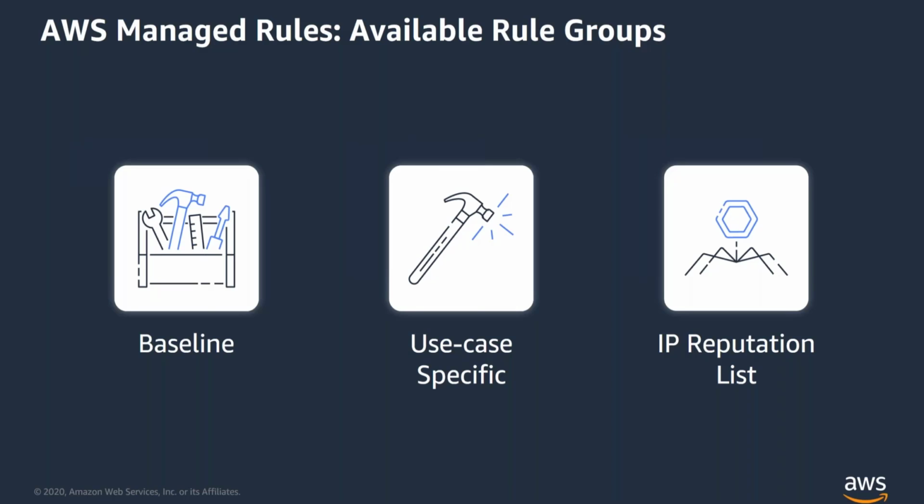Third, IP reputation lists. These lists provide intelligence about where the request originated from based on the source IP itself. And this can be useful if you need help identifying bots. Some of the lists that we provide today are the Amazon IP reputation list and also the anonymous IP list for blocking out VPNs and Tor nodes.